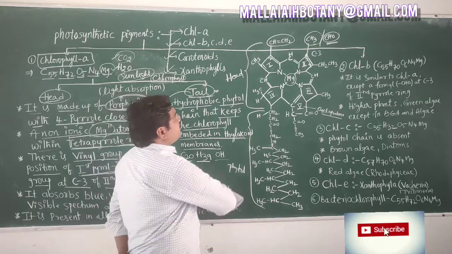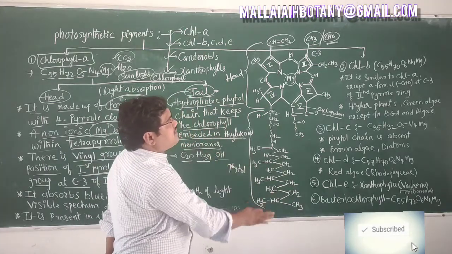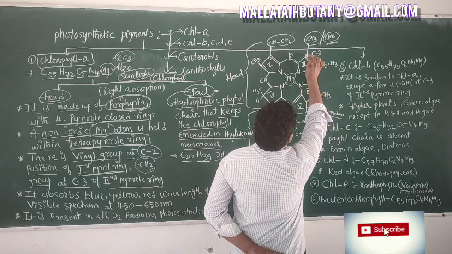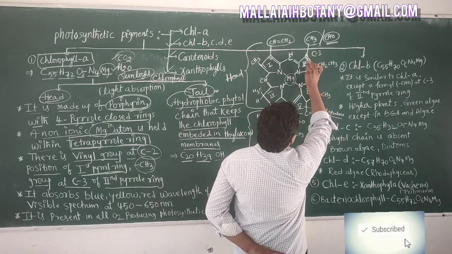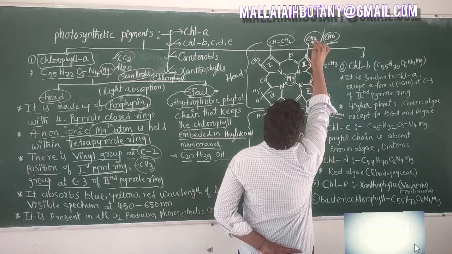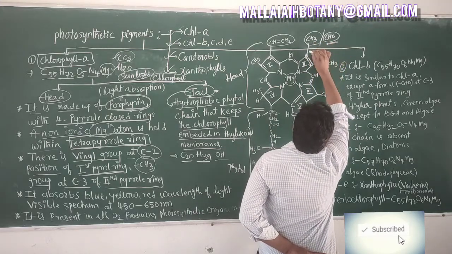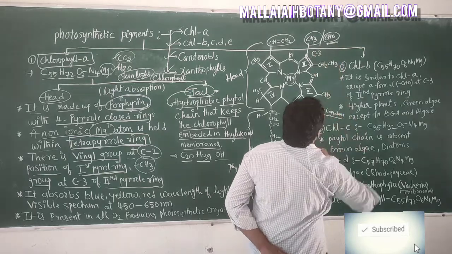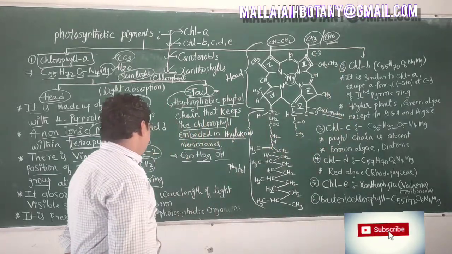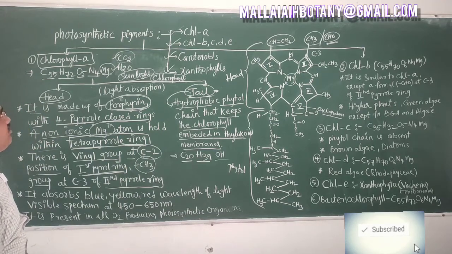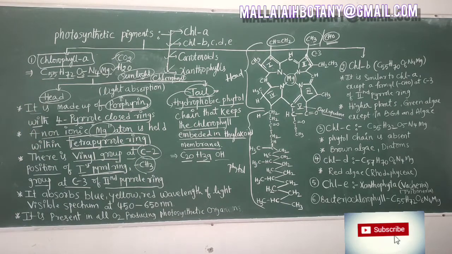The complete remaining structure is the same, but only at the third carbon of the second pyrrole ring: if it contains a methyl group, that is chlorophyll A, and if acetaldehyde is there at carbon 3, that is chlorophyll B. So this is the main concept about chlorophyll A and chlorophyll B.